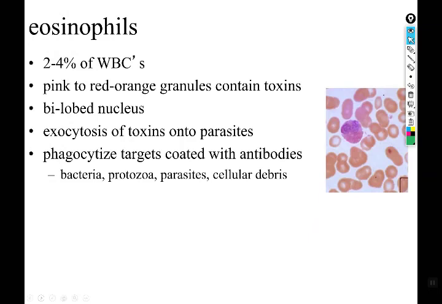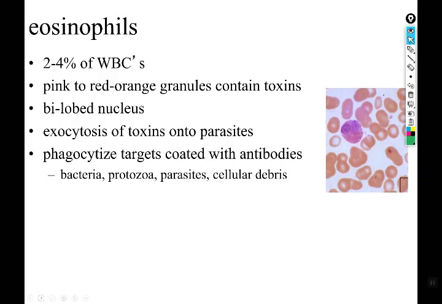Eosinophils, remember these are the second rarest. Never let monkeys eat eosinophil, banana, basophil. So these are only 2 to 4%. And they have this big bilobed nucleus and reddish-orange granules. And those granules that you guys learned to identify the eosinophils by are little granules of toxins.